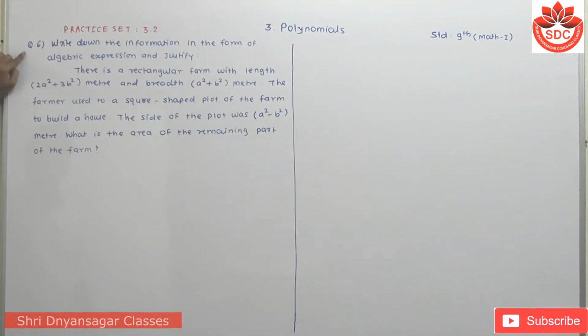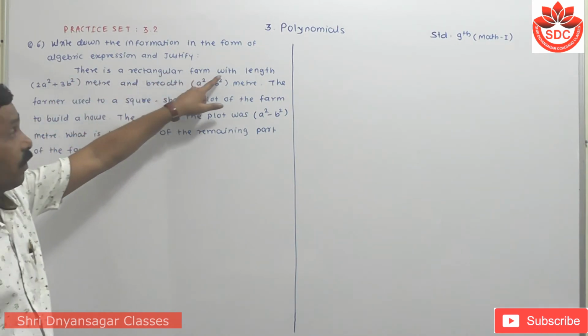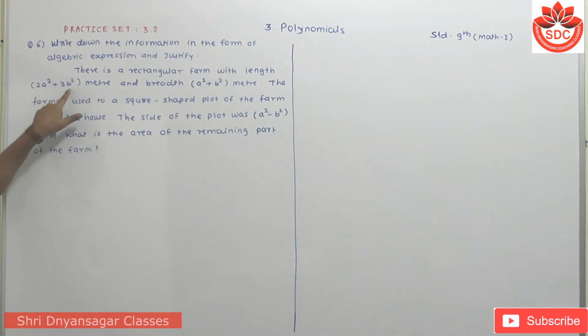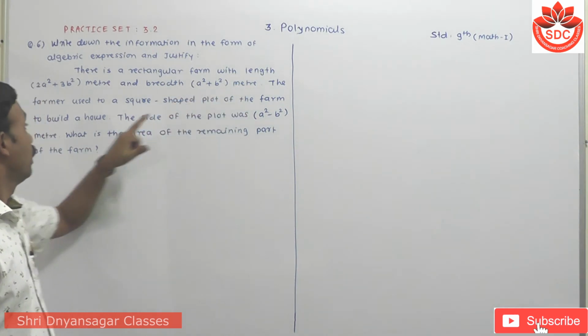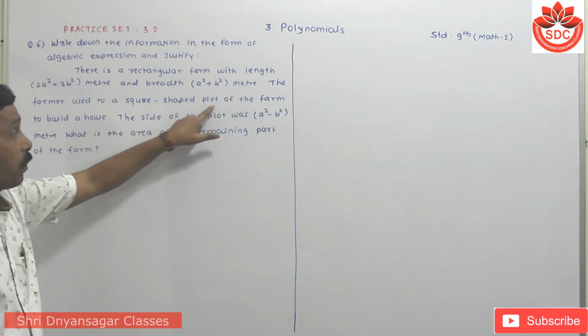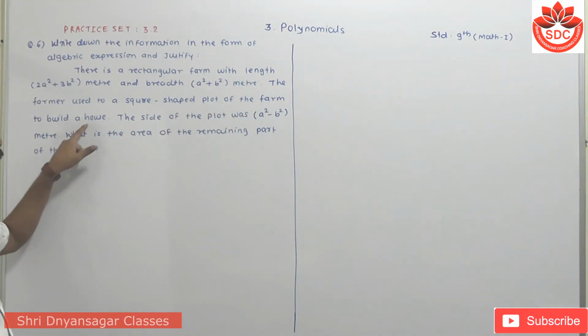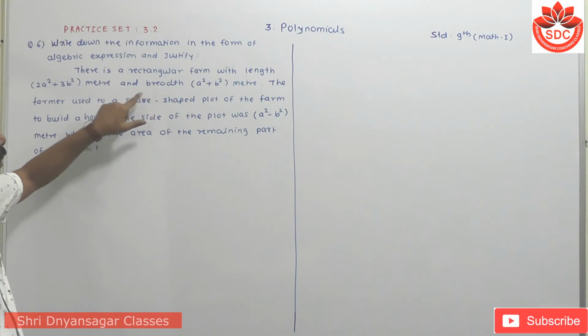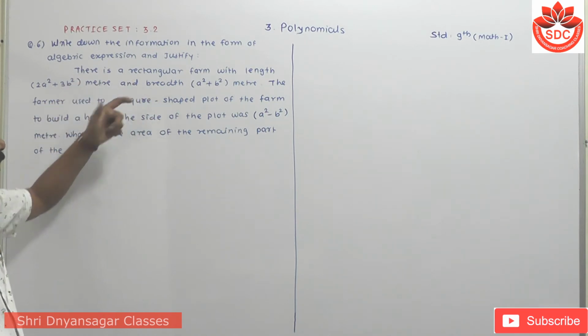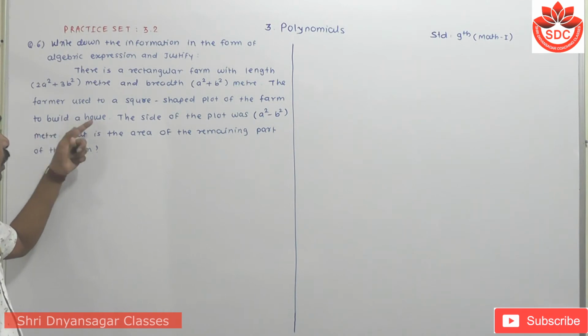Okay students, we take the last question of this practice set 3.2, question number 6. Write down the information in the form of an algebraic expression and justify it. In that you have to write the answer also. There is a rectangular farm with length twice a square plus thrice b square meter and width a square plus b square meter. The farmer used a square shape plot of the farm to build a house.